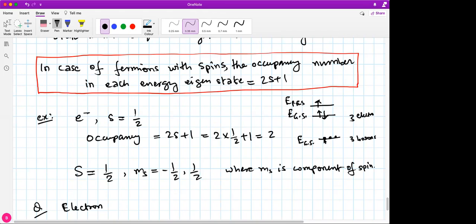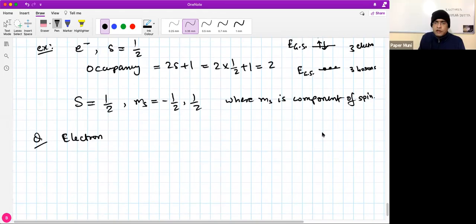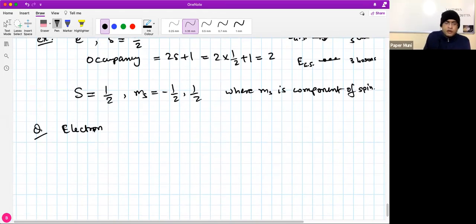Now we'll be doing the examples. I didn't describe it in detail because I will be doing examples now, so it will make more sense. So the electron has spin 3/2.